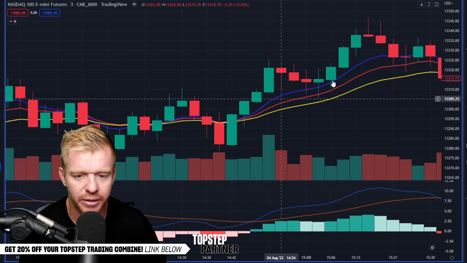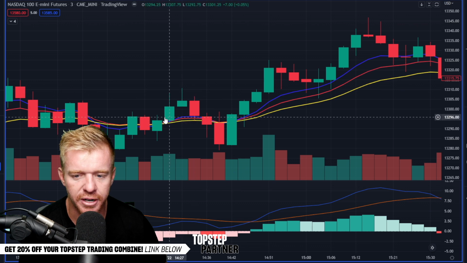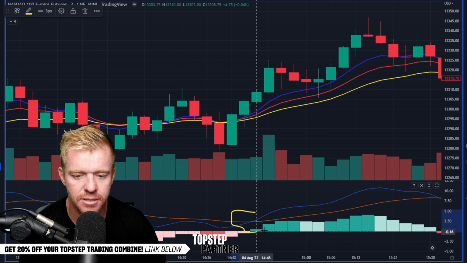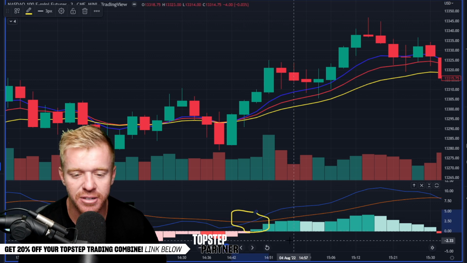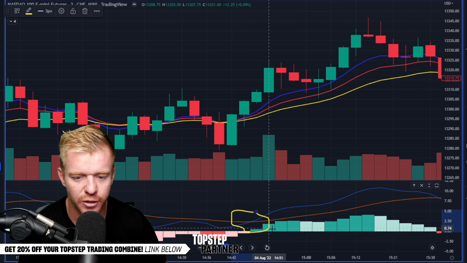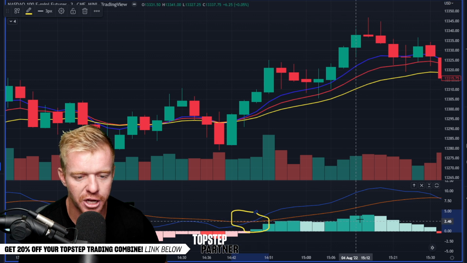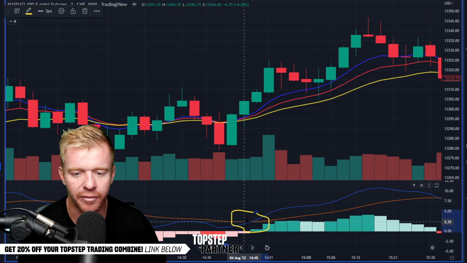Now we have another setup here later on in the day. We're starting to converge, starting to bounce. We get the MACD cross, right? MACD crosses. So now I know, hey, it's time to start looking for an opportunity to get long. And we can see that the histogram's turning green, starting to push up, starting to show momentum here. We've got the MACD cross.